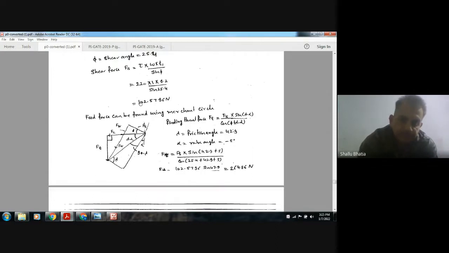After calculating, FT is 264.86. We can also calculate the speed force. Speed force is nothing but FT into cos of the principal angle. The principal angle is given as 30 degrees. So this is your speed force, that is 229. This relationship we have to remember, and it can be remembered by using the Merchant circle, because this is the shear area.